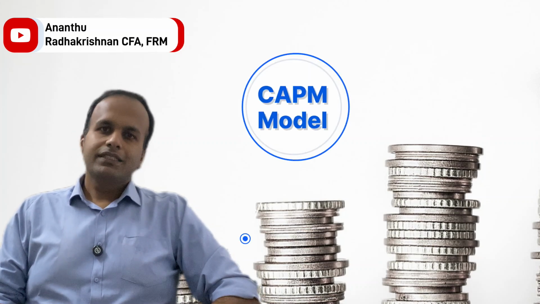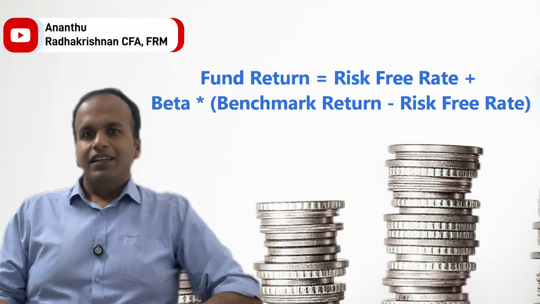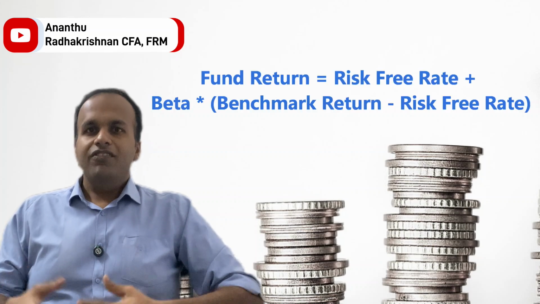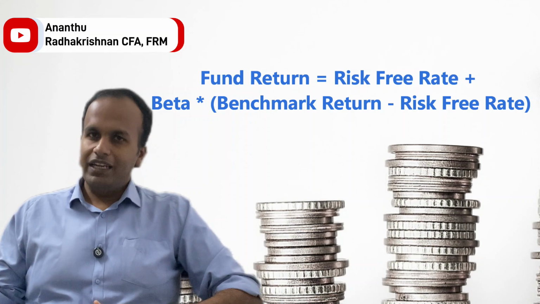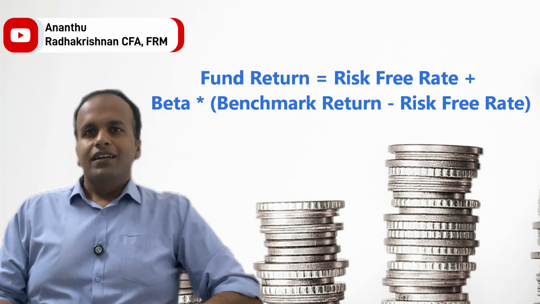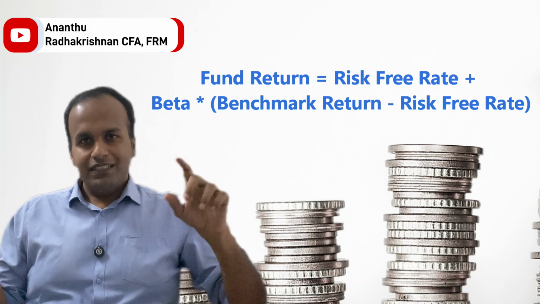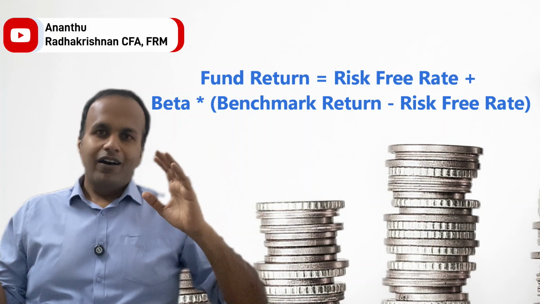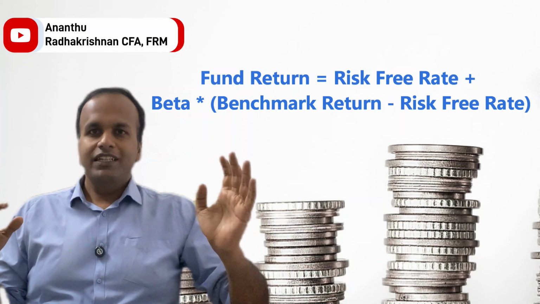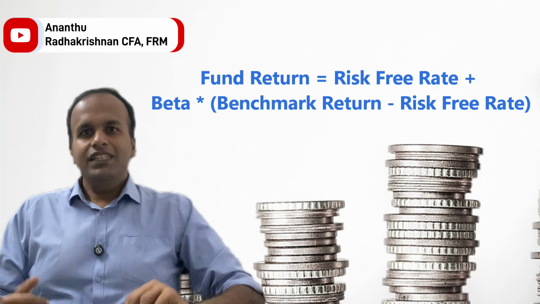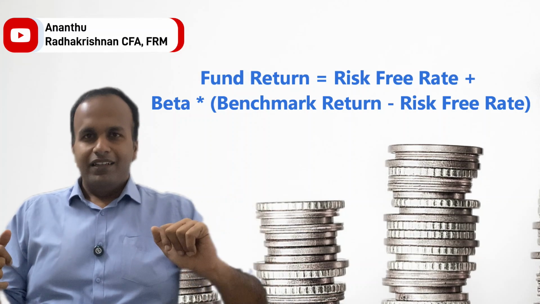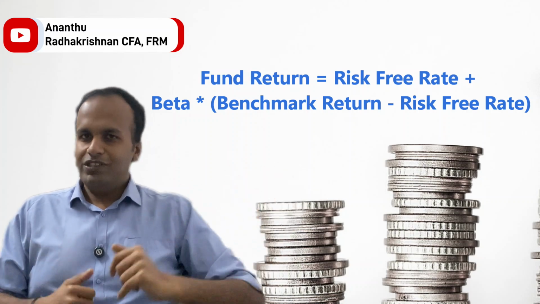So the CAPM model says the return for any instrument or any fund is a function of the risk-free rate, the benchmark return and a factor. The return of a mutual fund or any asset comes from two parts. One is the risk-free rate and the other is a factor which is multiplied by the difference between the benchmark rate and the risk-free rate. This factor is generally called beta, and beta is taken to the concept of mutual funds as well.